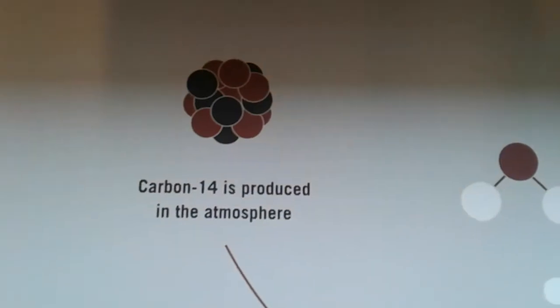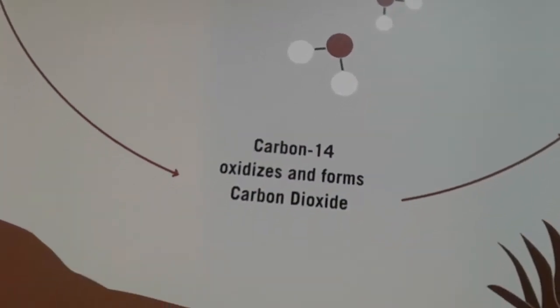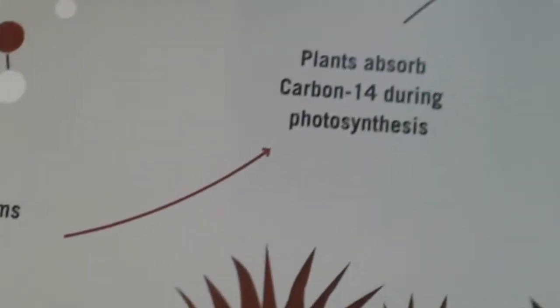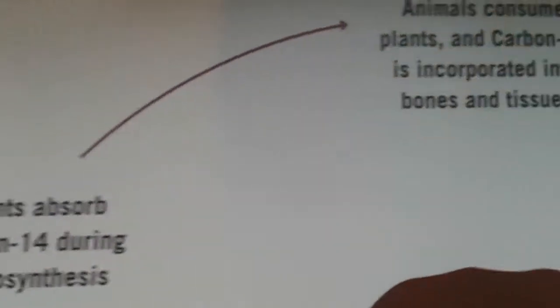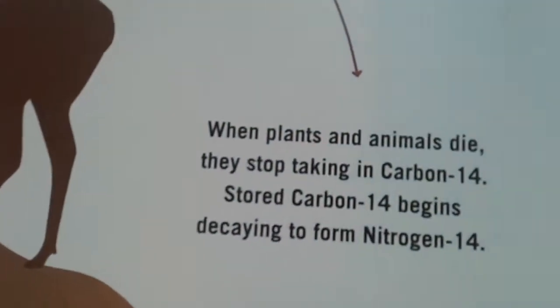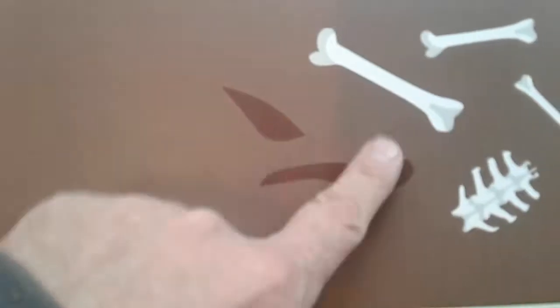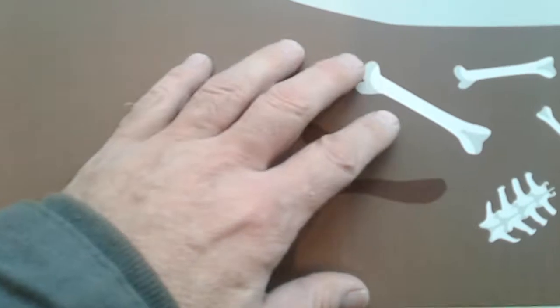So the carbon-14 is produced by the atmosphere. It oxidizes and forms carbon dioxide. The plants absorb these photosynthetic materials. Animals consume it, and it's incorporated into their bones and tissues. And when the plants and animals die, they stop taking in, obviously, and it starts decaying. Now, here's where it gets interesting.